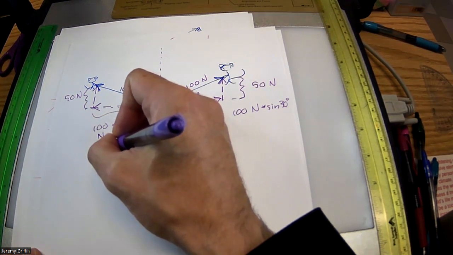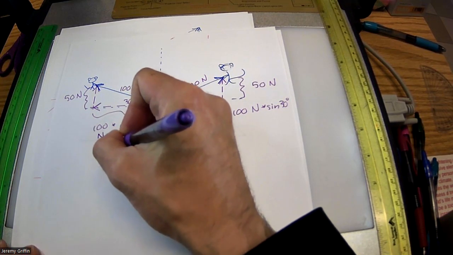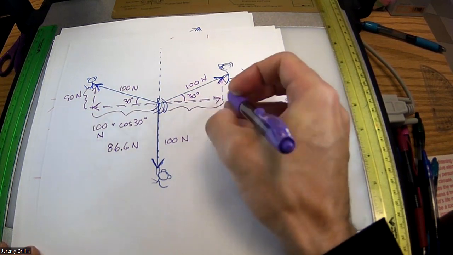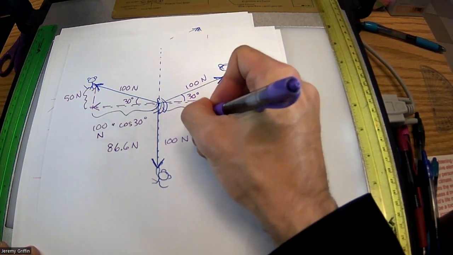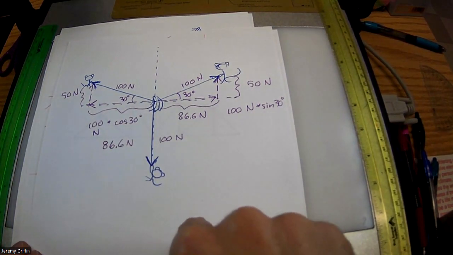It's like, is it 86 point something? Yeah, 86.6. That sounds right. 86.6 newtons. Do you guys think that this is the same geometry to the right? 86.6 newtons. Okay. And do one more thing, which is apply positive and negative directions.